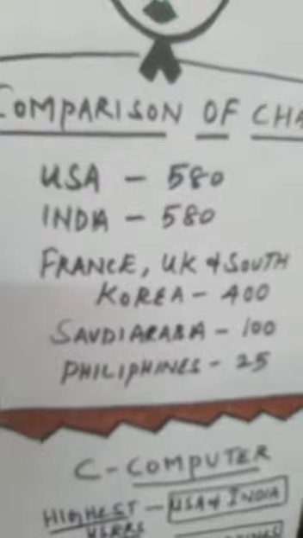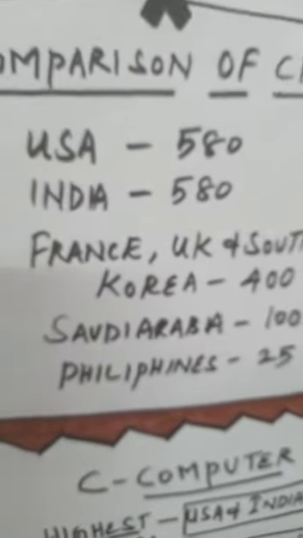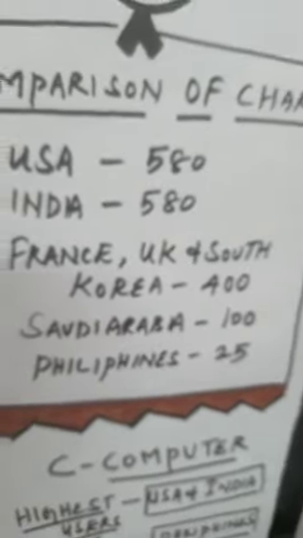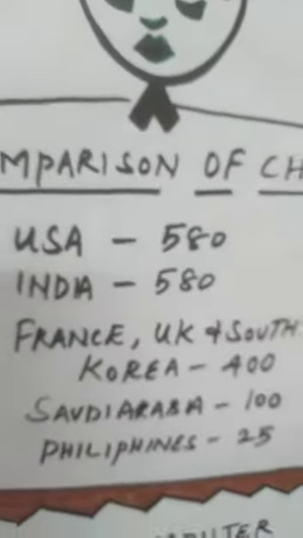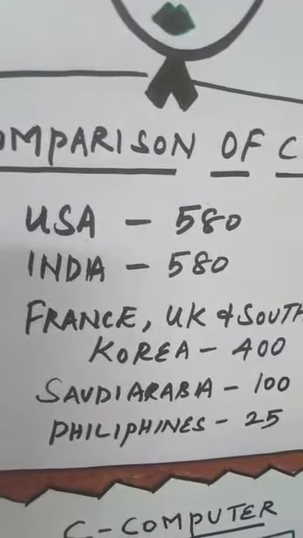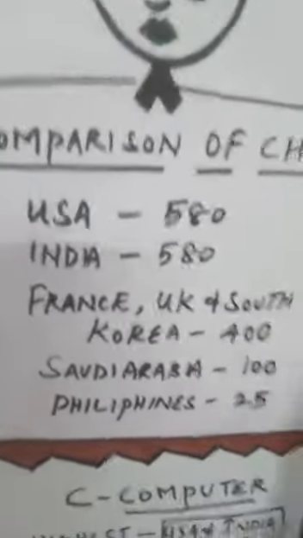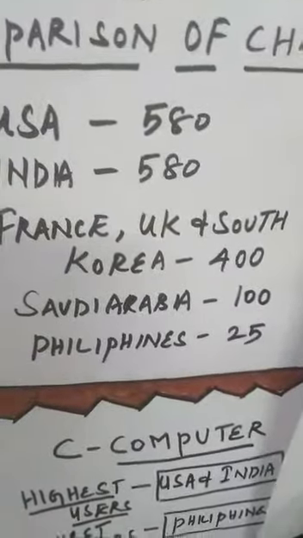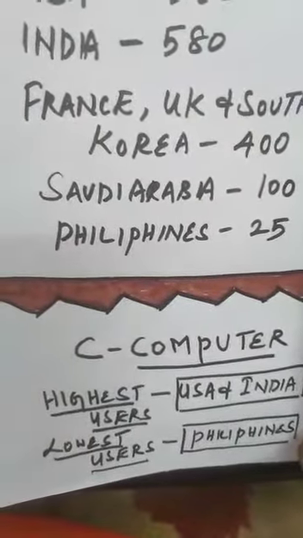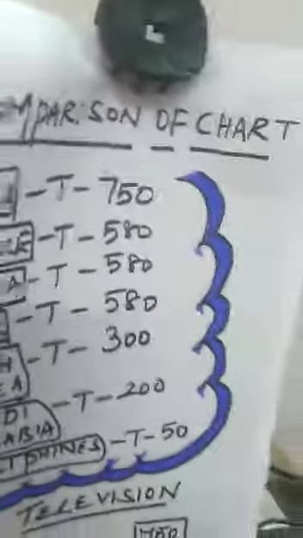It is about computers. Computer purchasing we are taking first. Which is standing highest and first? USA and India. If you take France, UK and South Korea, they are less interested to buy, and the remaining countries I think have a meager count of people buying computers. So the highest users are USA and India, and the lowest users are the Philippines. And the next one is USA.